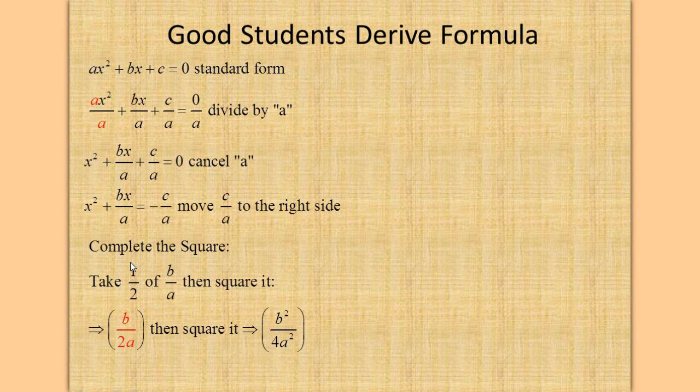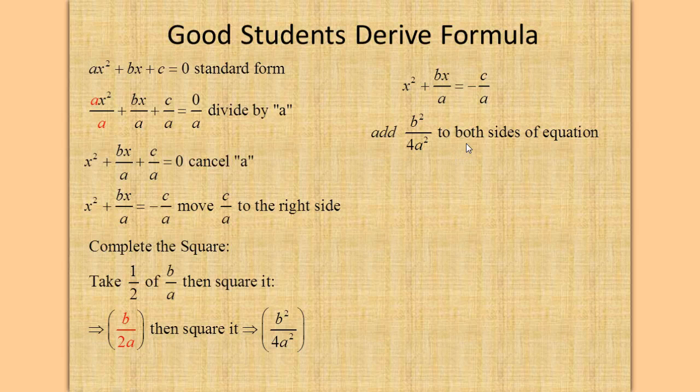To complete the square, we're going to take 1/2 of the coefficient of x, which is b over a, and then square it. So we take 1/2 of b over a, then square it. And so when we square it, 1/2 of b over a is b over 2a, then squaring it is b squared divided by 4a squared. Okay, now what we do is we add b squared divided by 4a squared to both sides of the equation. Okay, and that's what we've done here.